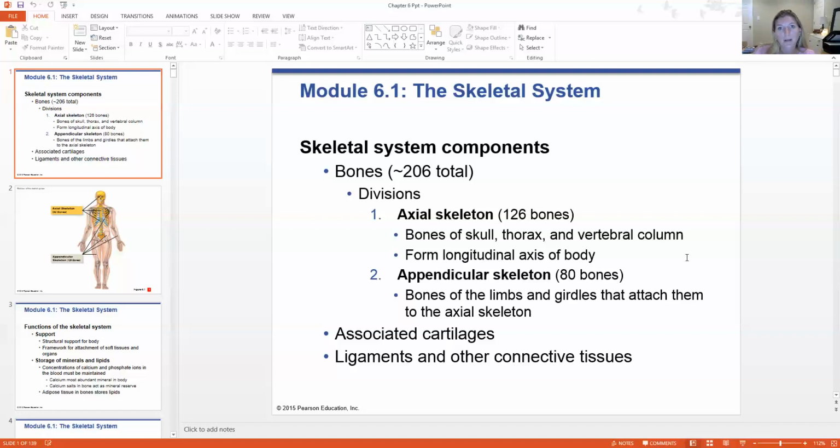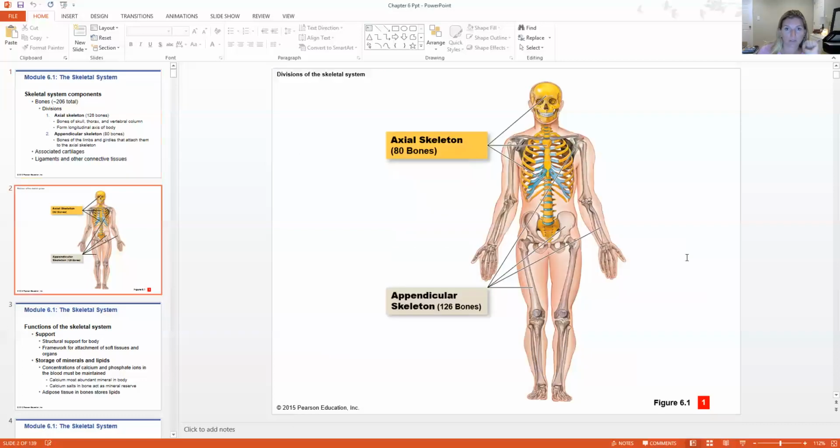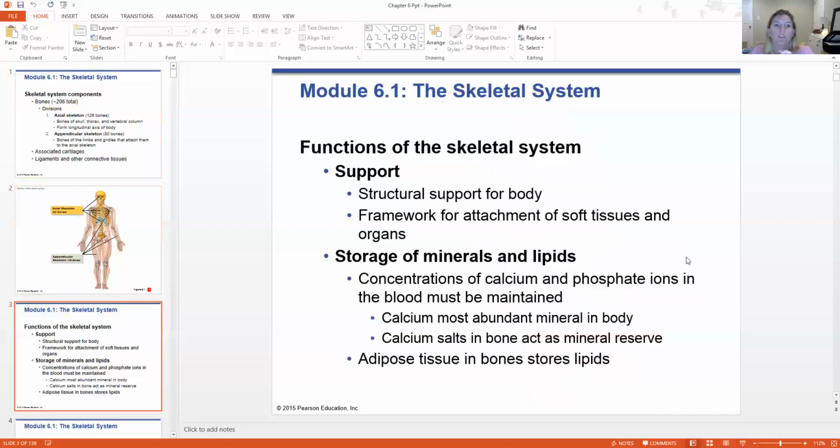Typically, we divide the body into axial, which is our thorax, head, and vertebral column, and appendicular. So appendicular, of course, are the appendages. We're including cartilages and ligaments and other connective tissues in the skeletal system as well. Here's axial, appendicular. Let's talk about functions first.